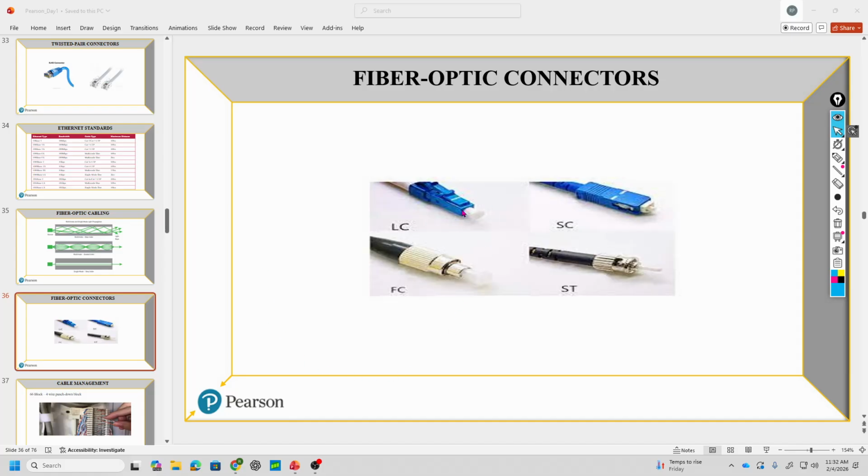Here's some examples of different fiber connectors. LC connector at the top, an FC, an SC connector, an ST connector. You will need to know and be able to recognize these connectors and what they look like, right, and where they apply. So definitely study those.